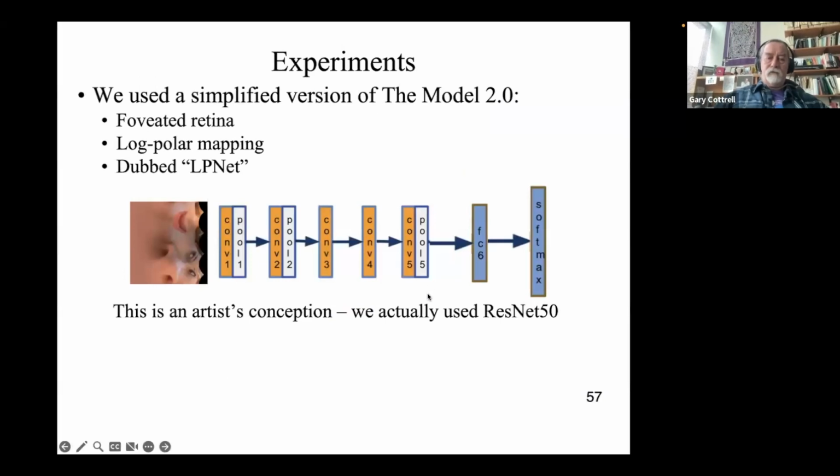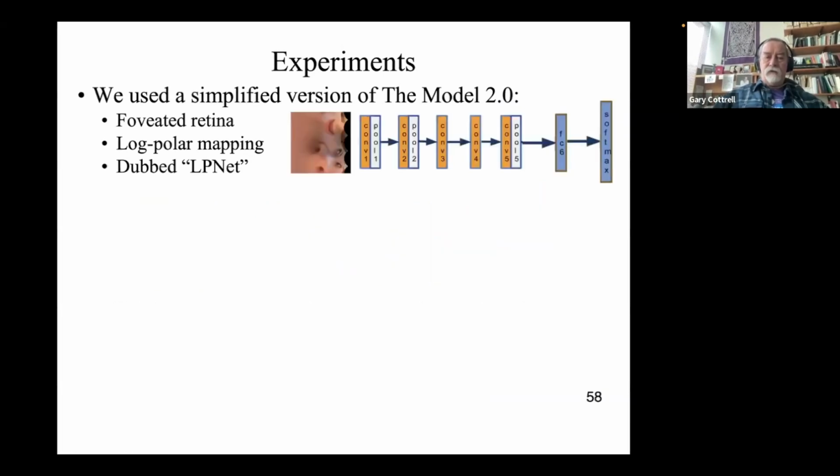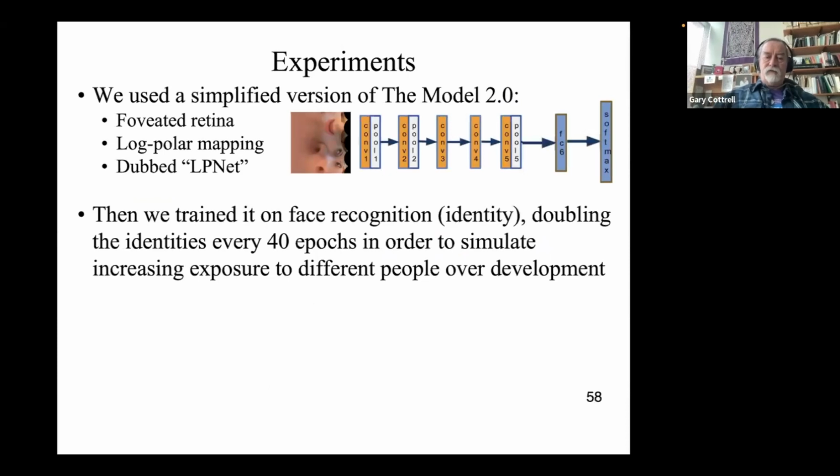So we used a simplified version of the model for this. So we have a foveated retina and the log polar mapping, but we didn't have two pathways. So we call this LPNet. And we used ResNet 50 here as our base, and we trained it from scratch. We trained it on face recognition.